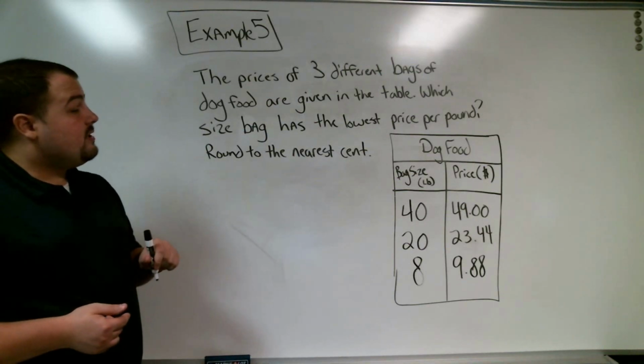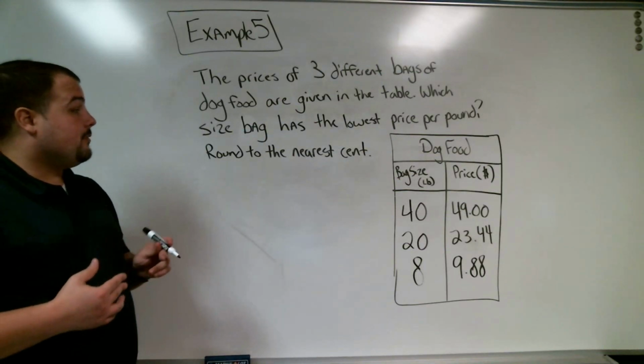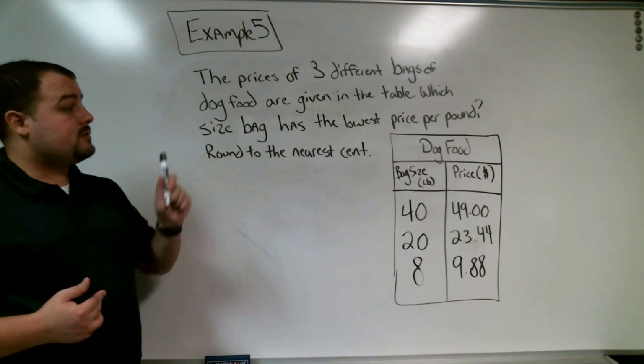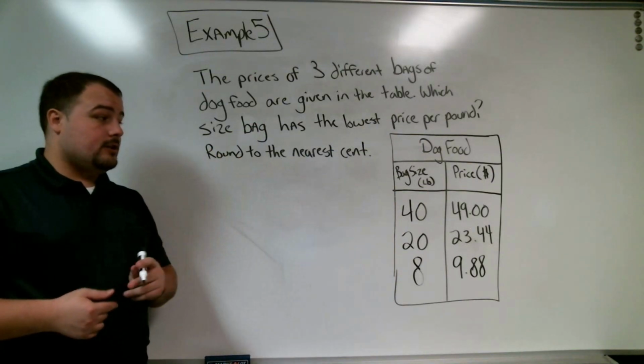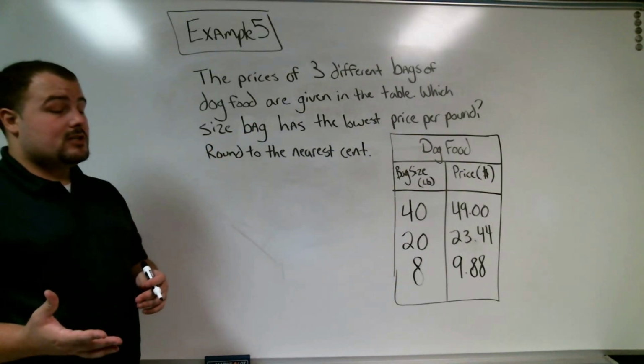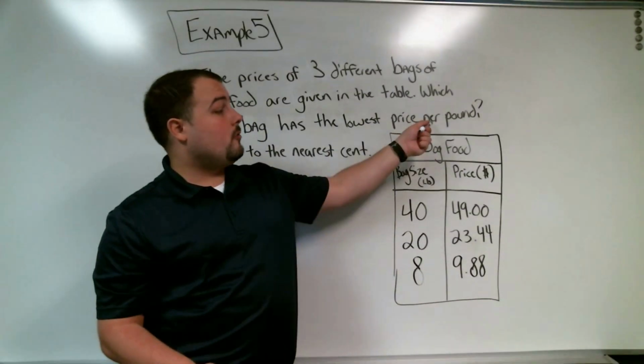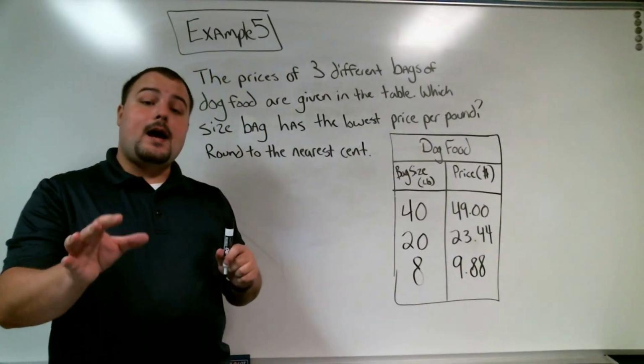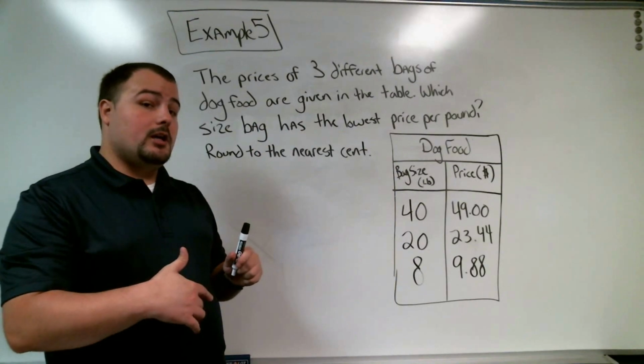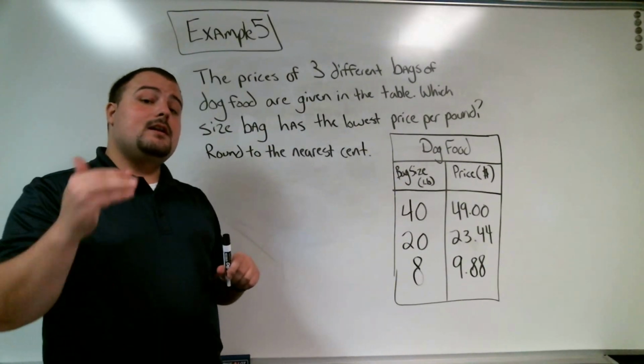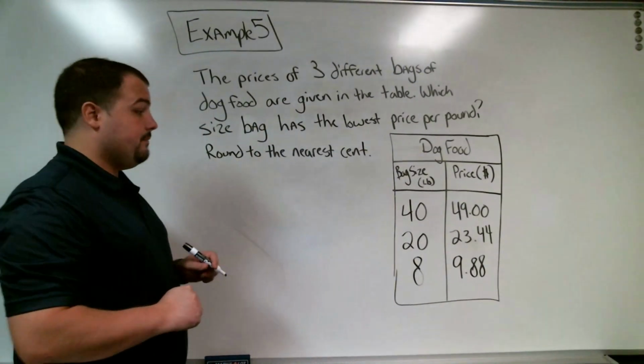The prices of 3 different bags of dog food are given in the table. Which size bag has the lowest price per pound? We're going to round it to the nearest cent. So reading this question, I already see the words per pound. That means pounds are going to be what we change to our unit rate. Since it's going to be our unit rate, it needs to be on the bottom of our fraction.